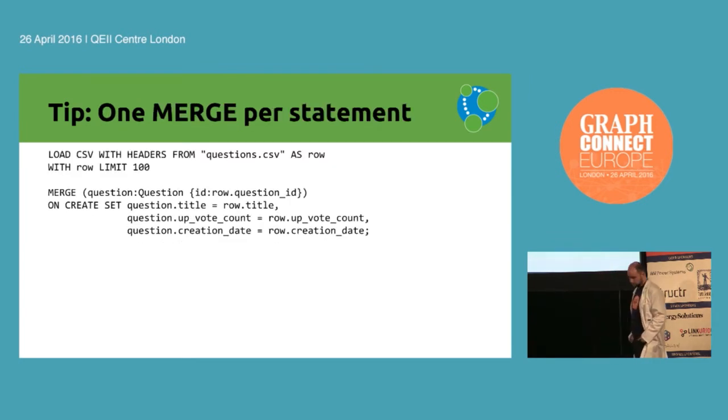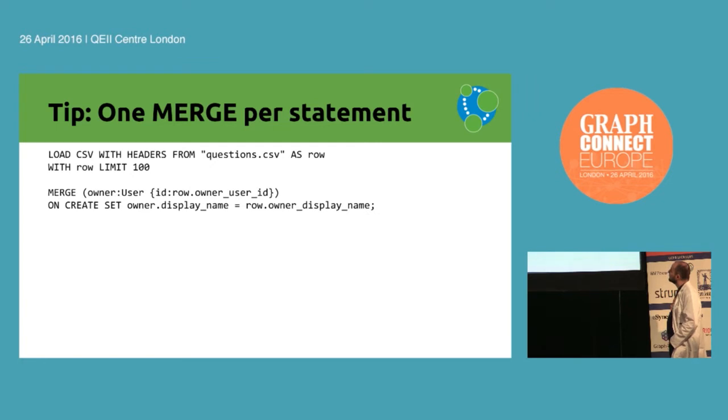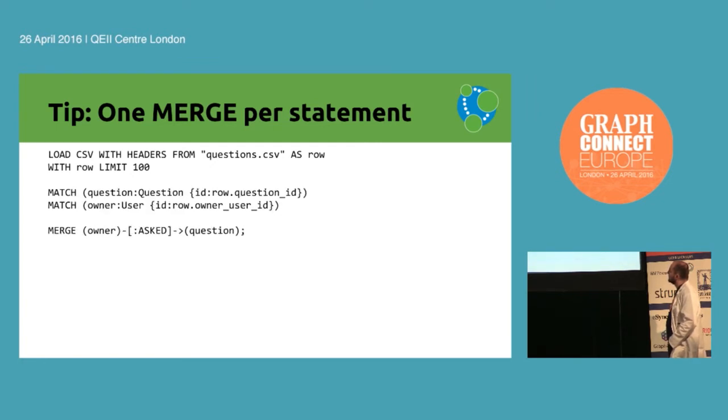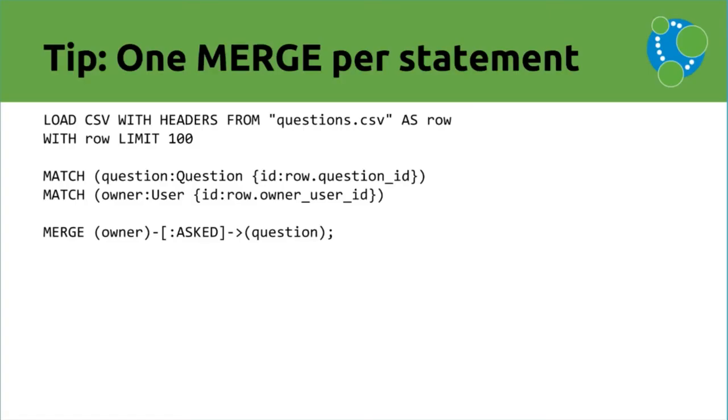The next thing is that you'll often find that just putting one merge in the statements, instead of building one massive import query, it's often quicker just to build one merge per statement. So for example, we'll do one for the question, then we'll do one for the owner, and then we'll do one to combine them together. So often, just pulling the query apart and doing the different parts separately is helpful.